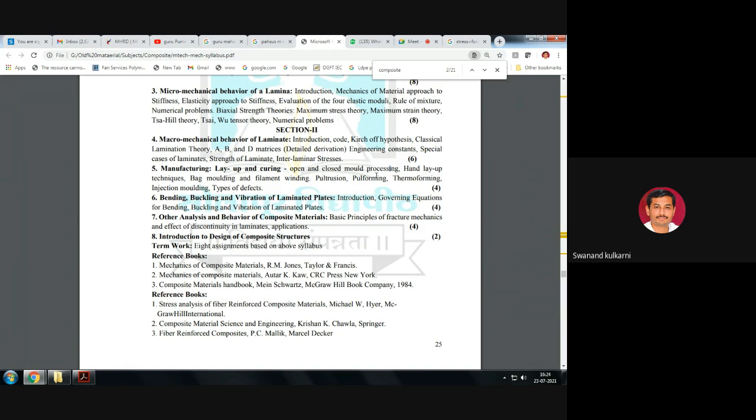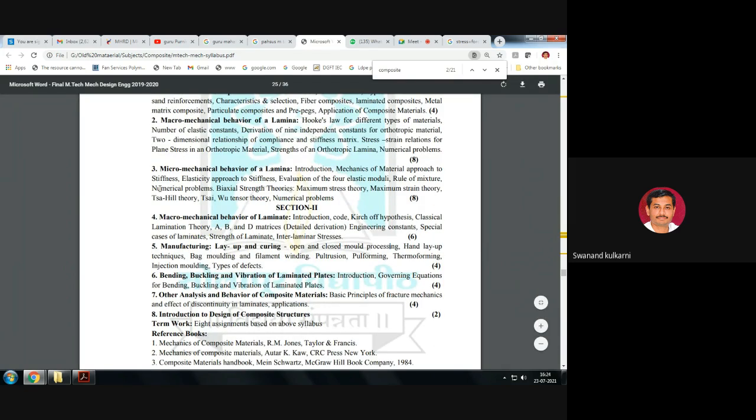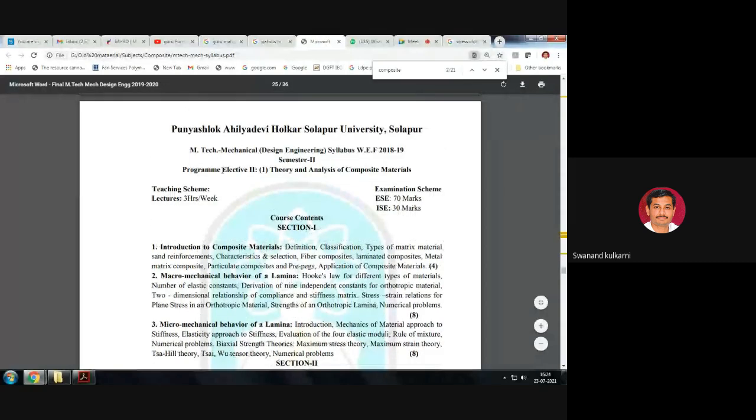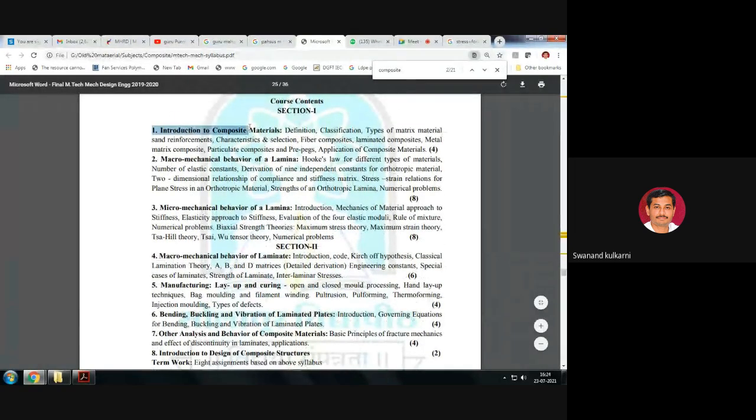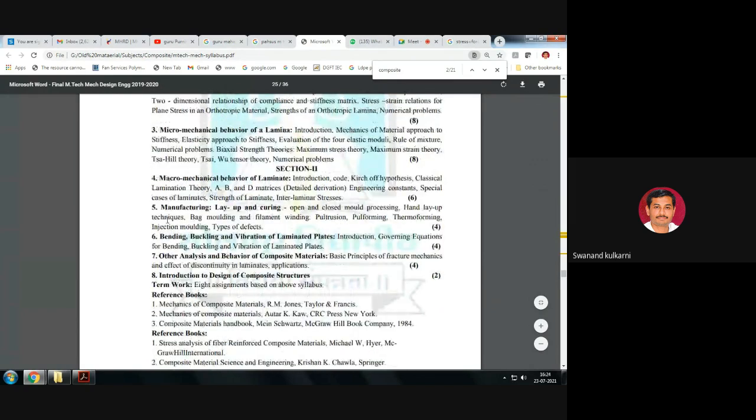Is it okay? This is a very simple part, and with the help of these simple figures also we can describe these things. Is it okay? So this particular part is completed. From the start of this particular subject, theory and analysis of composite material, the first chapter, introduction of composite materials, that we have finished. Then second, macro mechanical behavior of lamina, that part we have completed. And then manufacturing and layup of this composite material, that part we have completed.